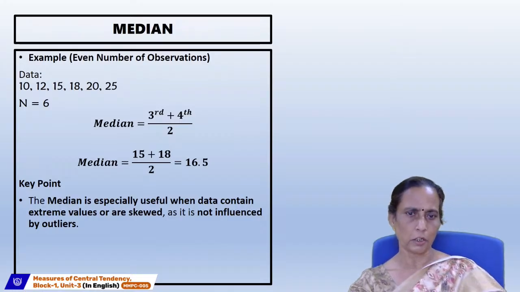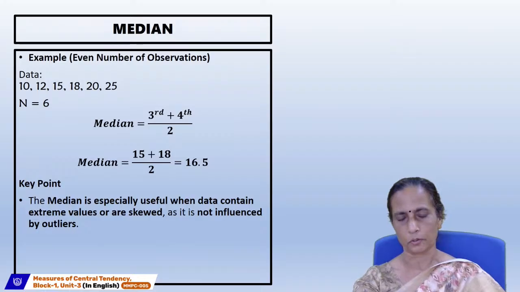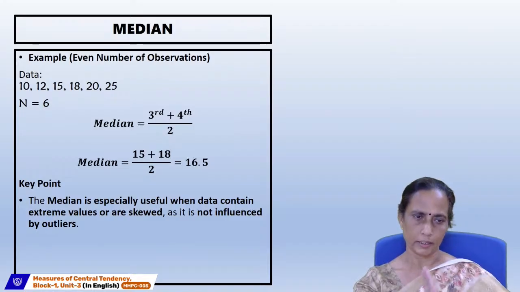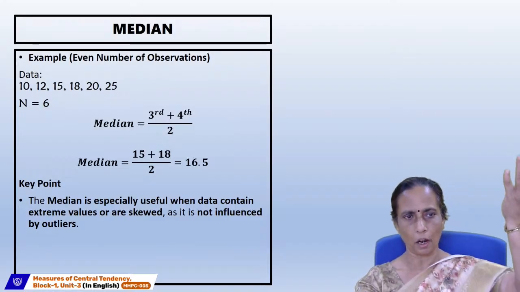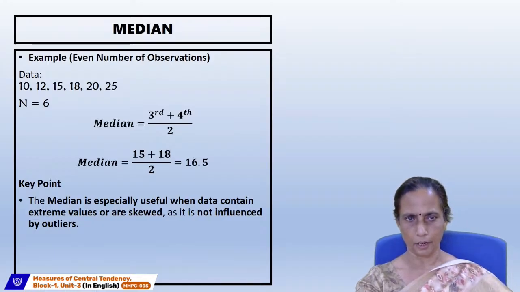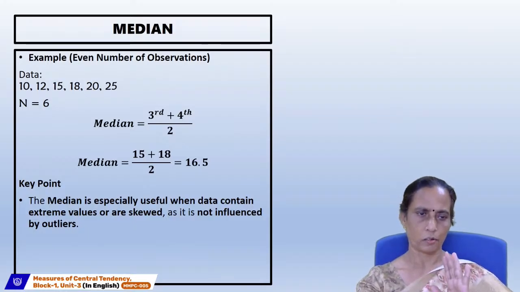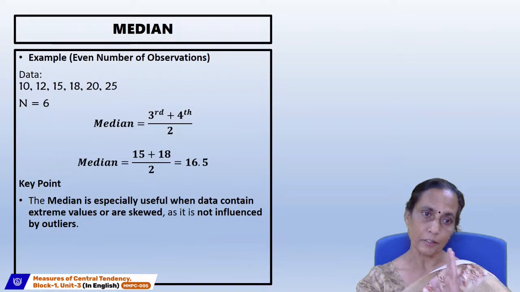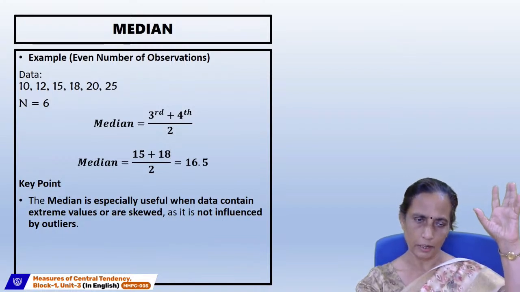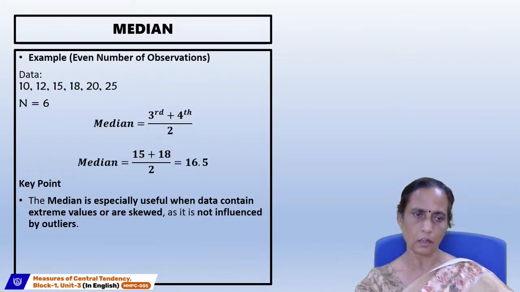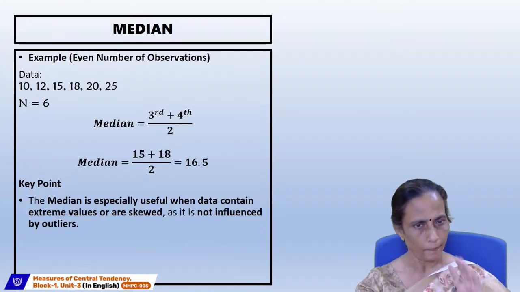So the median is especially useful when data contain extreme values and are skewed. It is not influenced by outliers. Meaning if any of the observations is very high or very low, the median value doesn't change. If your series contains very high or very low values, in that case your median never has any impact, because it is a positional value.